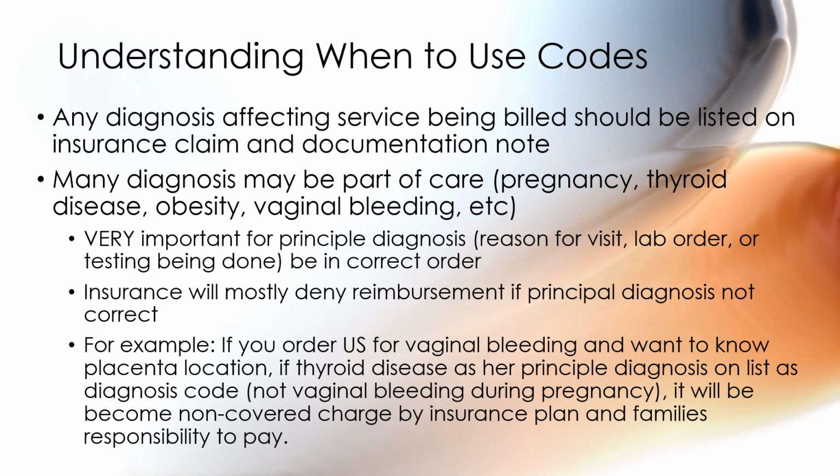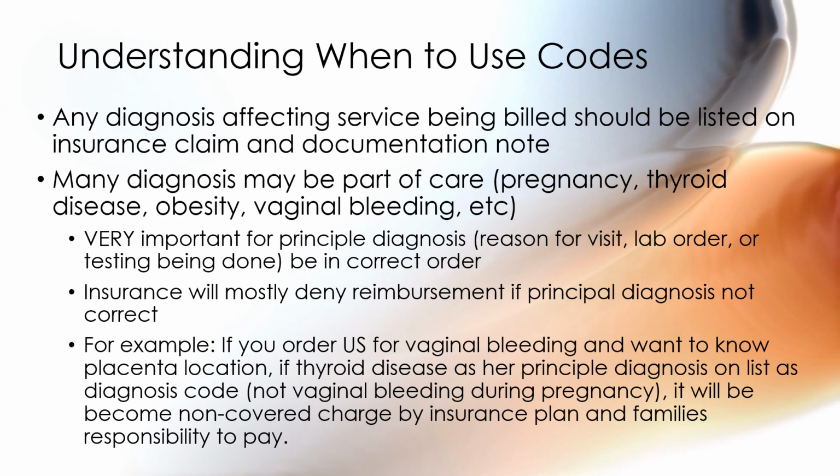The other important piece of this is, with any diagnosis, if you do not put the principal diagnosis on the claim, for example, she's pregnant, but she also has thyroid disease, she also is having some bleeding during the pregnancy. If you don't add the vaginal bleeding, if you don't add the reason you're ordering an ultrasound for placenta location, you're just putting she has thyroid disease, but you're not putting the other things on or putting them out of order, the insurance company is going to deny it and make it a non-covered service, and the family is going to be calling you with a large bill and wanting you to correct your order.